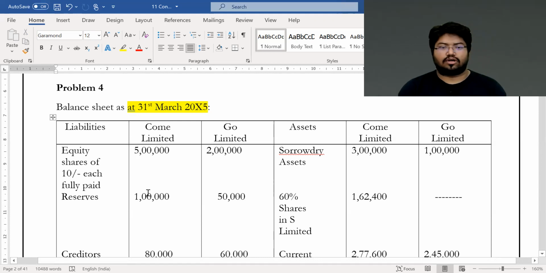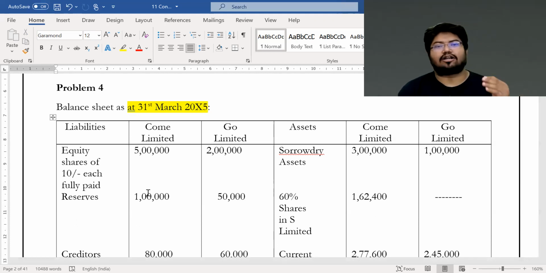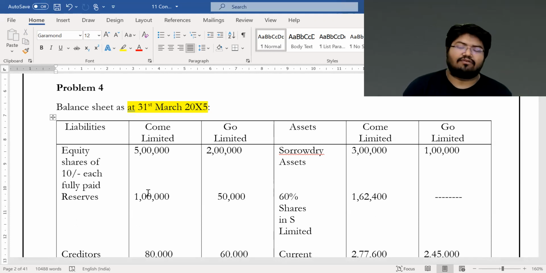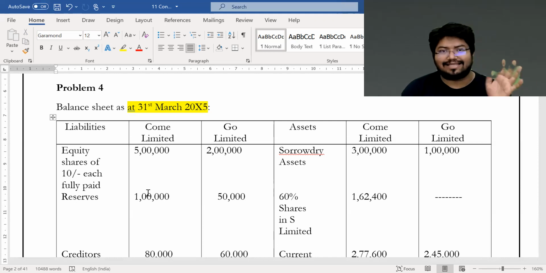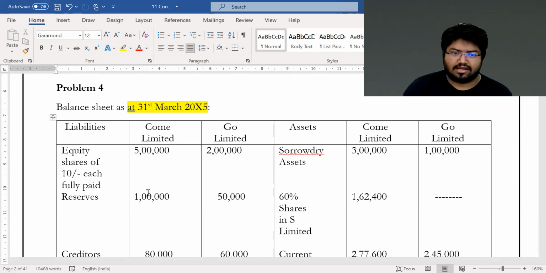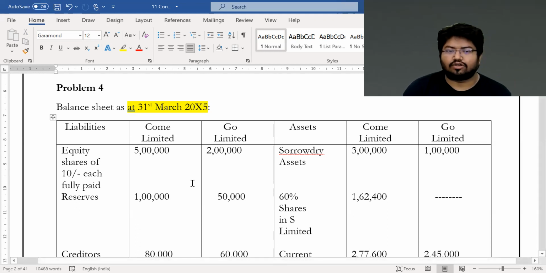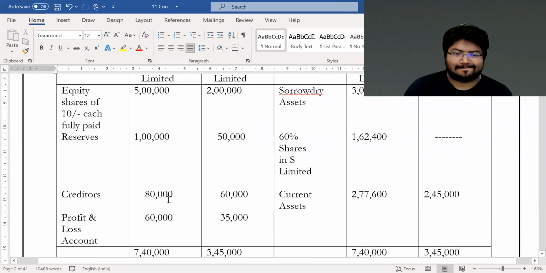So whatever profits are earned after the date of control will fall as part of revenue profits, and whatever profits are already there in the subsidiary as on the date of control will be considered as capital profits. Are you guys able to follow? Yes, sir. Everybody? Yes, sir. Okay, right.